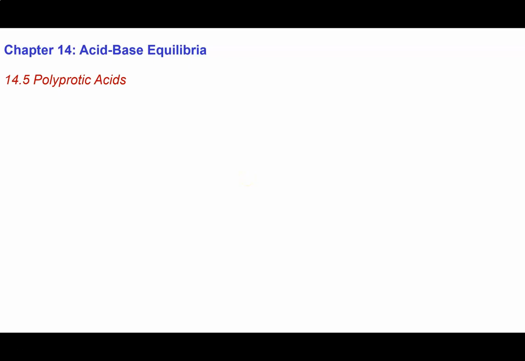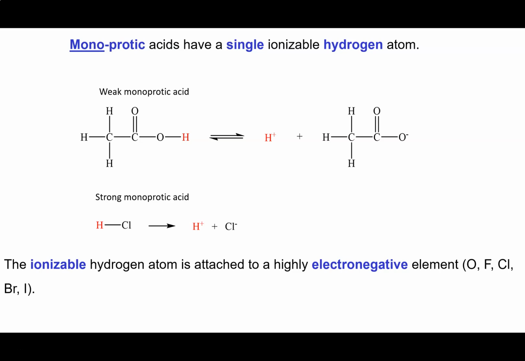In section 14.5, we apply what we've learned about acid-base equilibria to what are known as polyprotic acids. So far, every acid that we've looked at has been what is described as a monoprotic acid, and these are acids that only have a single ionizable hydrogen atom. So these might be weak monoprotic acids, like acetic acid, or it could be a strong monoprotic acid, like hydrochloric acid. The key feature is that they only lose one hydrogen ion when they ionize.